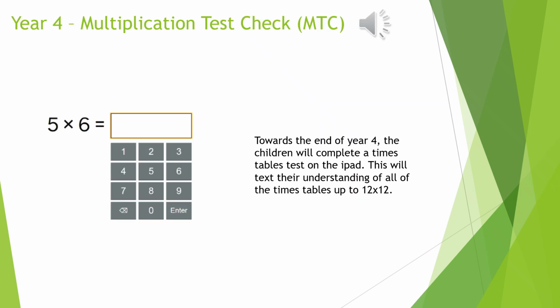Towards the end of Year 4, the children will take a multiplication tables check, or the MTC. This is a test where the children get 6 seconds to answer times table questions on any of the times tables up to 12 times 12. They have 6 seconds to answer each question, they will use an iPad, and after 2 weeks they will receive a score out of 25.